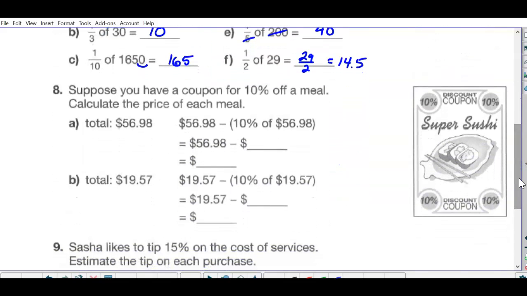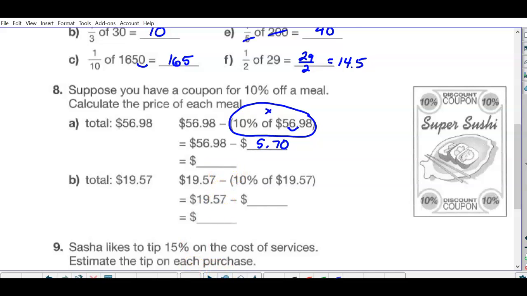Okay, suppose you have a coupon for 10% off a meal. Calculate the price of each meal here. So we've got total cost of a meal, $56.98, and you get 10% off of that. So they've done it all in one step here, but in one calculation. That's really what you're calculating first. Order of operations says you have to do multiplying or brackets before subtracting. So 10% of this cost just moves the decimal 1 to the left. So 5.698, that 8 makes the 9 go up, so that makes it $5.70.